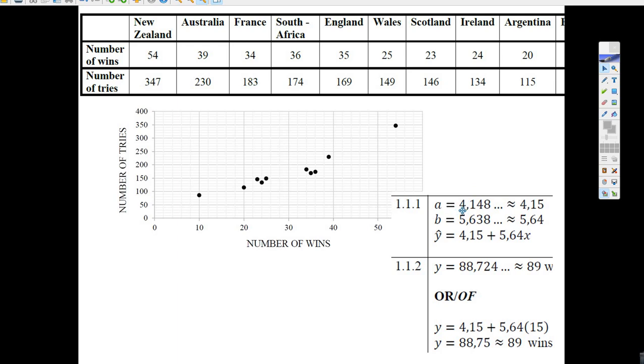Turns out that a is equal to 4.148, b is equal to 5.638, so you can say y is equal to 4.15 plus 5.64x, because there's your a and there's your b. Since it's a line of best fit, if somebody put 4.2 and 5.6, but if you're going to get it right, I'm going to mark it right because it suits the purposes of a pretty accurate line through these points.